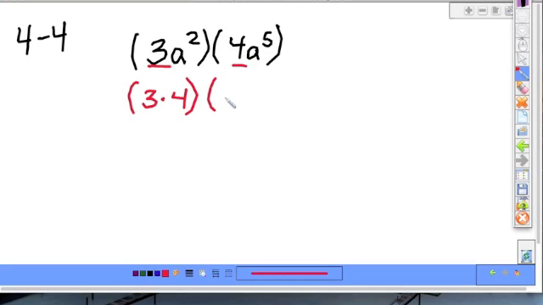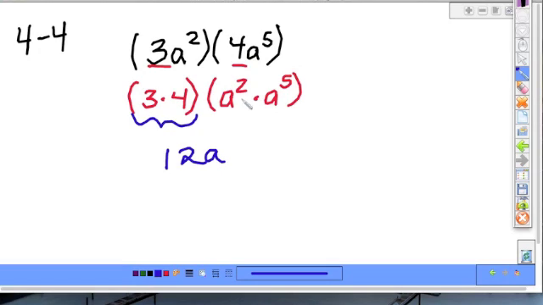Then, in a second set of parentheses, I'm now going to do my variables. And I'm going to bring the exponents with them because this 2 is attached to the a. So it needs to come with it. So I'm going to do a squared times a to the 5th. Alright, so all I've done is combine similar terms. Well, we all know 3 times 4 is going to give me 12. And we all know from previous lessons that when we are multiplying by the same base, we keep the base and we add. So 2 plus 5 is going to give me 7. And that is my final answer.